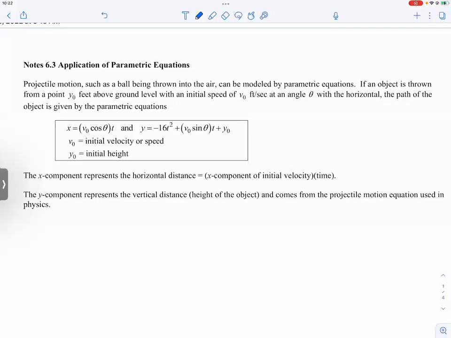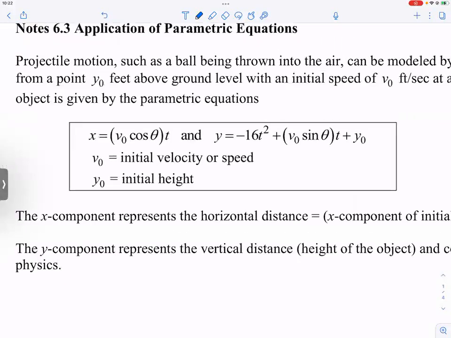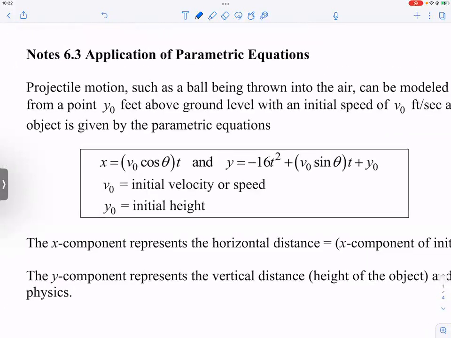All right, so what we have here is parametric equations. When we talk about physics, we learned about projectile motion yesterday. When you throw something, we have to split it into the x component and y component. Here we have the two equations, and these two equations will be given on the quiz this coming Friday, so you don't have to memorize these two.